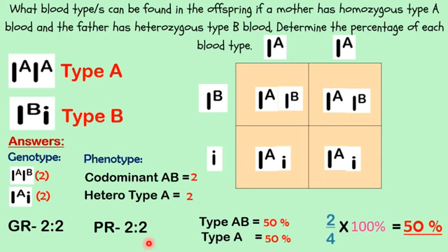So, 2 is to 2. Clear? As you notice, there is a chance that type AB and A will be the blood type of the children. Actually, it is a 50-50% chance. Did you understand? If it is clear, please give it a try.